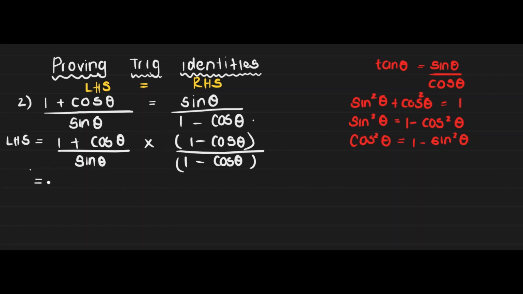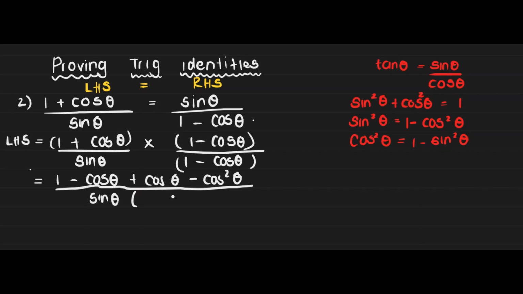Then we're going to multiply them together. I'm just going to multiply from here. This is like having 2 brackets. 1 multiplied by 1 is going to give me 1. Then 1 multiplied by negative cos theta is going to give me negative cos theta. Positive cos theta multiplied by 1 is going to give me positive cos theta. Then the last one is positive cos theta multiplied by negative cos theta, which gives me negative cos squared theta, right? And this whole thing is going to be divided by what? By sine theta, open bracket, 1 minus cos theta, close bracket.